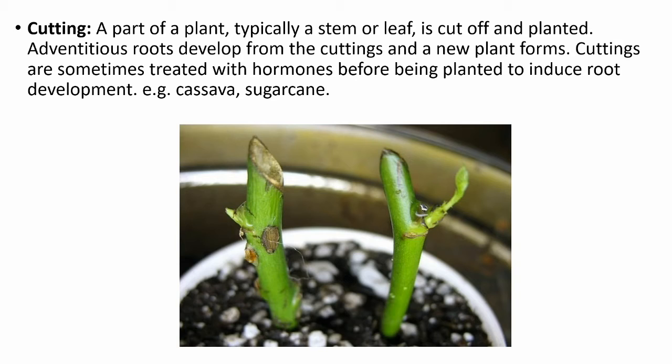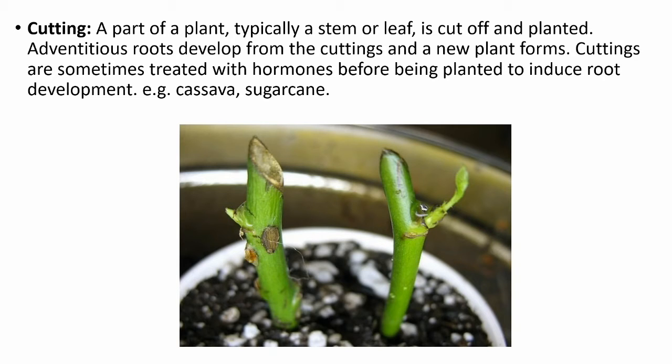In cutting, we take a part of a plant, typically the stem or the leaf of the plant. It is cut off and replanted in the soil. When it is replanted into the soil, we have adventitious roots, new roots that develop from the cuttings, and a new plant is formed. Cuttings can be treated with hormones before being planted to induce root development in order for it to germinate faster. Examples of crops or plants for which we use stem cutting are sugarcane and cassava.